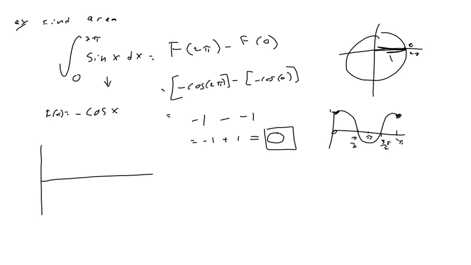Why do we get an answer of 0 here? Well, let's look at the sine graph and try to remember how it works. Here's 2 pi. Here's pi. Here's pi over 2. And here's 3 pi over 2.